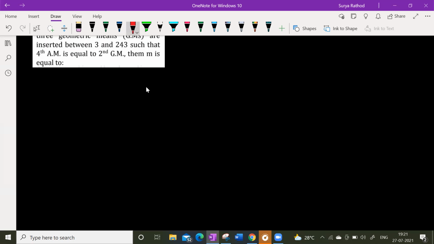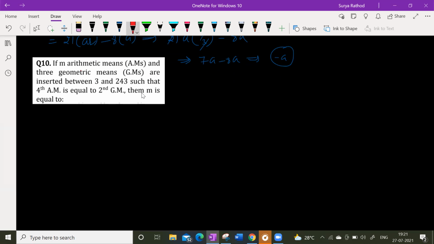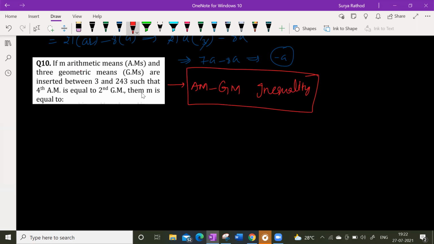Next, now this is a question called AM-GM inequality, arithmetic mean and geometric mean inequality. This is a question based upon the arithmetic mean, geometric mean inequality. Let us see how many of you are revising the class notes, the notes which I have provided you. How many of you are revising that? Let us see. Make it fast.